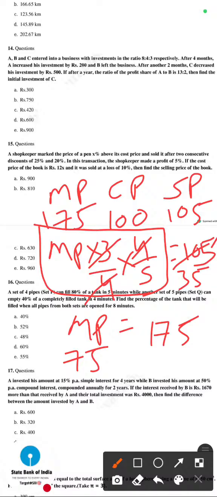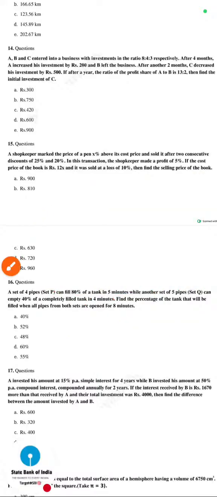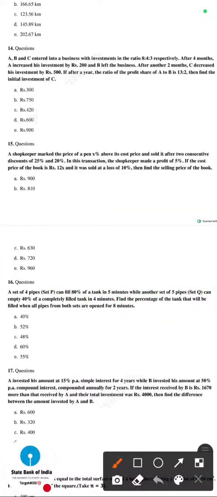Now the question says that the cost price of the book is 12x. We got the MP value, which is 75, which is nothing but X. So 12 into 75 is the cost price of the book. 12 5 times will be 60, 12 7 times 84, and 900.